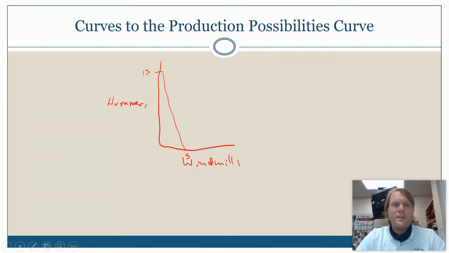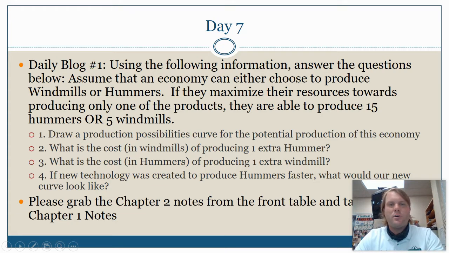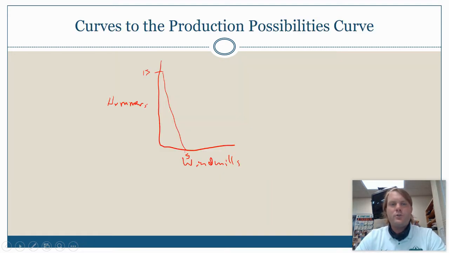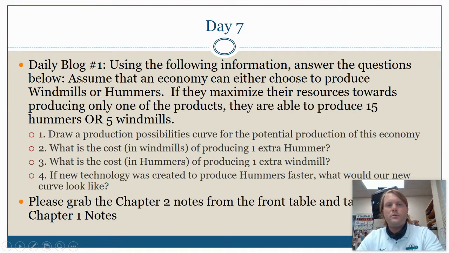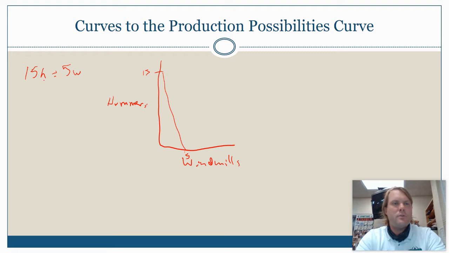Now, the next question asks us what is the cost in windmills of producing one extra Hummer? Okay, so I got to get Hummers by itself. I got to get one Hummer. All right, so if you remember, we're going to set up a simple math equation. We're going to go 15 H equals 5 windmills. Okay, so what am I solving for again? For number 2, I'm solving for H. Okay, so I'm going to divide by 15. Divide by 15. 1 Hummer equals 1/3 of a windmill. Okay, pretty straightforward.